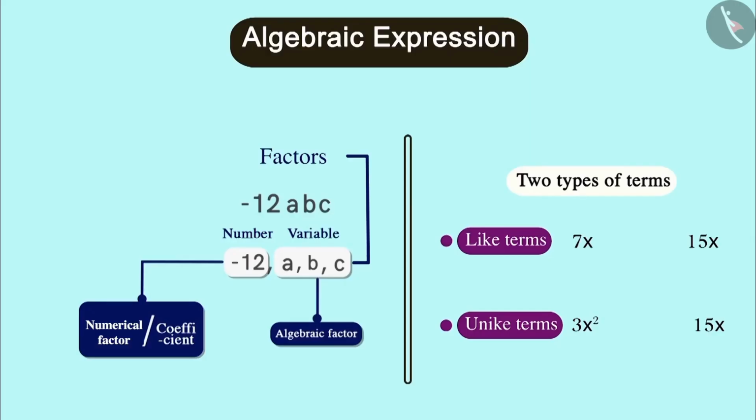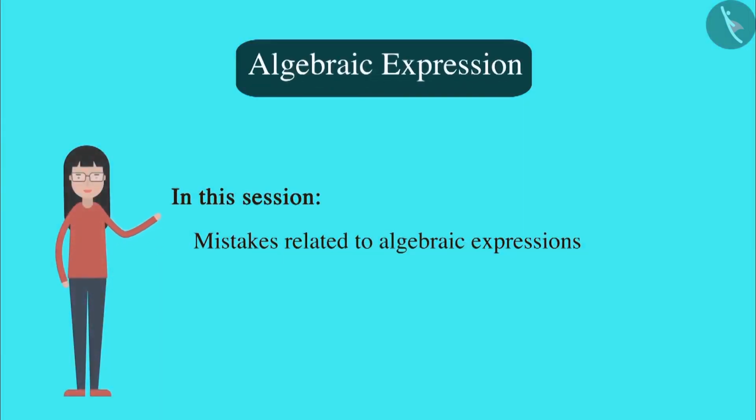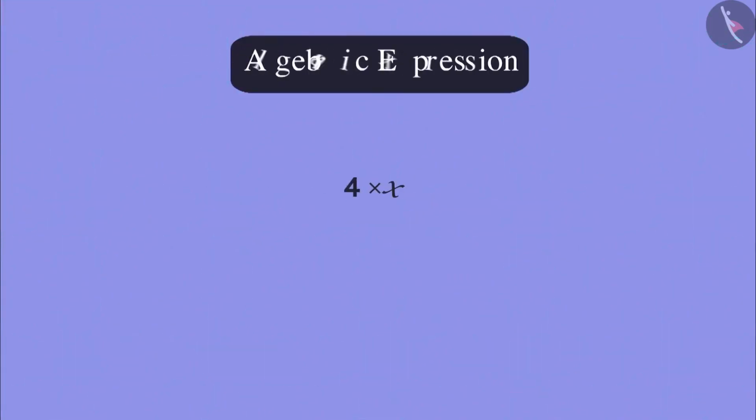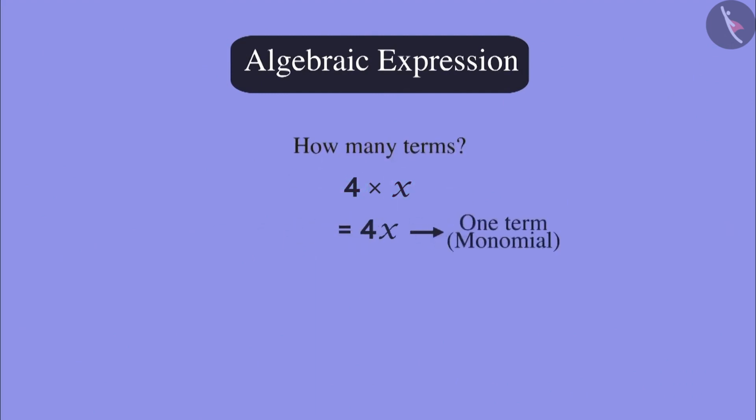In the last session, we learnt about the elements of algebraic expressions with examples. Friends, in this session, we will take a look at some common mistakes related to this concept. Look at this expression. How many terms are there in this expression? Perhaps you may think that there are two terms here, but this expression has only one term, which is 4x.